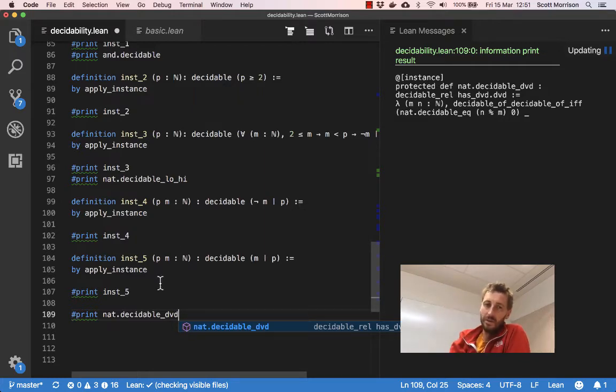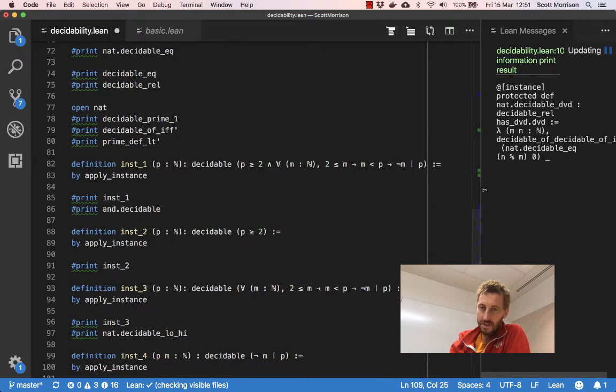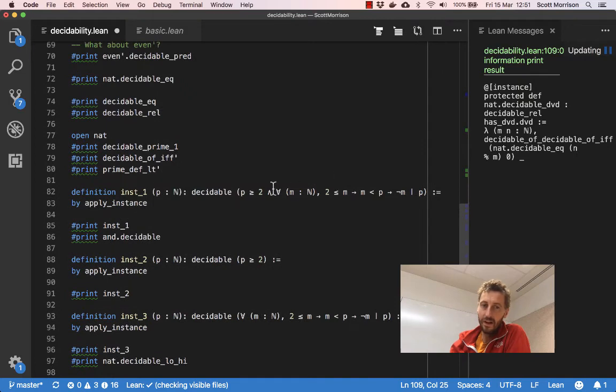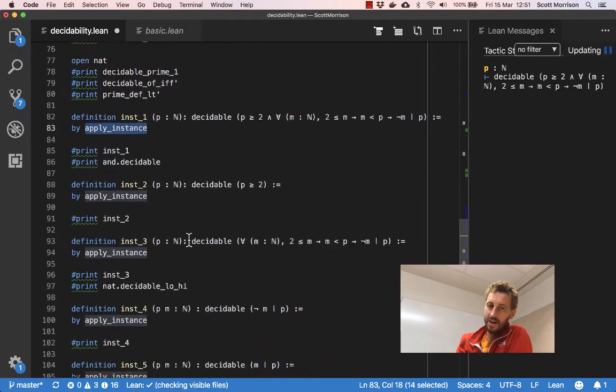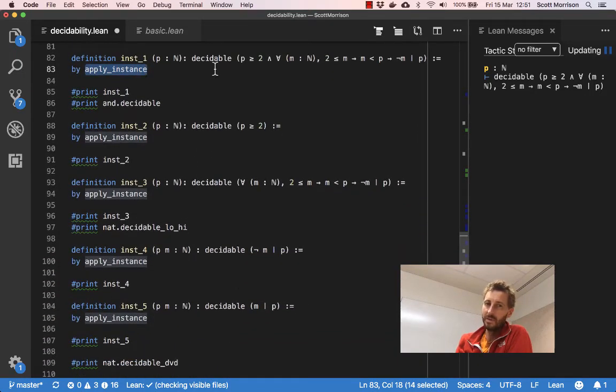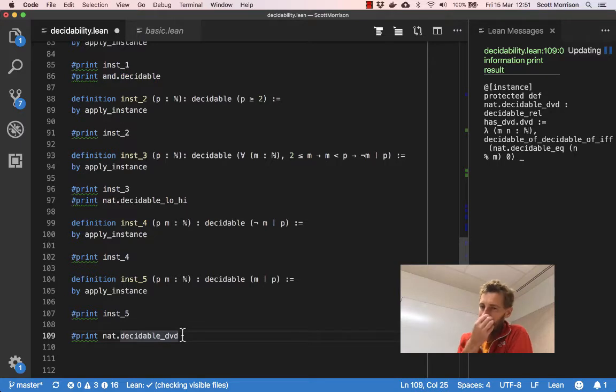Okay, so the kind of amazing thing in all of this is that it was really just done for us. At least once we got to this level, once we'd said P is a prime if and only if this condition, apply instance was doing all of the work after that in relatively sensible ways. I mean, we were using the fact that you can put together instances using and, not. There was this more complicated one using low-high, and then there was finally this one about divisibility being decidable because equality is decidable. You can test this condition.